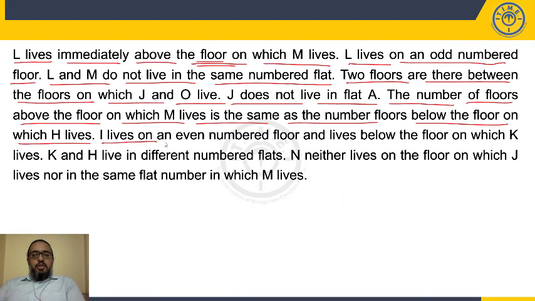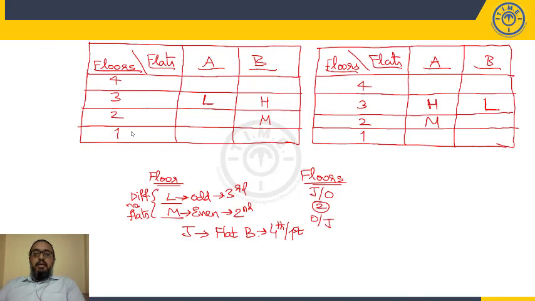Then, I lives on an even numbered floor and lives below the floor on which K lives. So I has to come on an even numbered floor, and lives below K. So this is again about the floors. Now, can I come on the fourth floor? Not possible. Why? Because I has to come below K and I cannot come on the topmost.